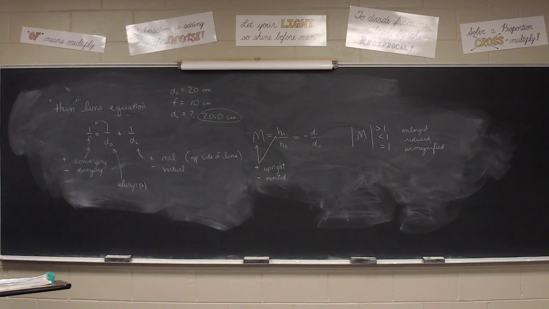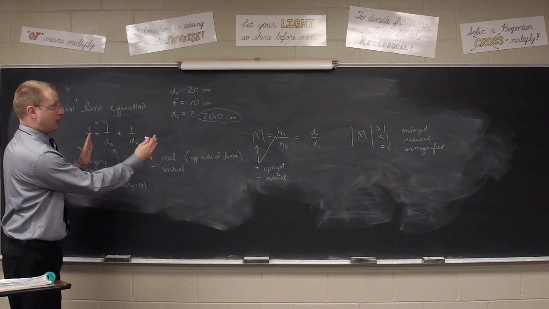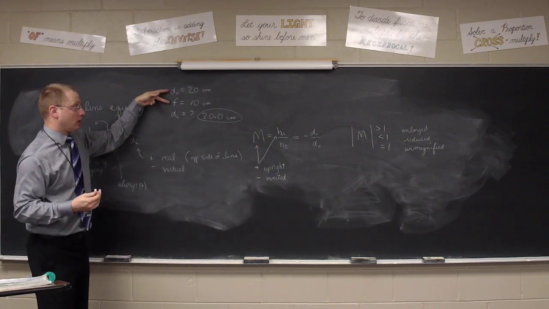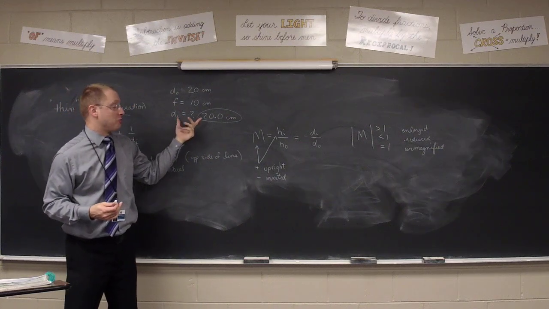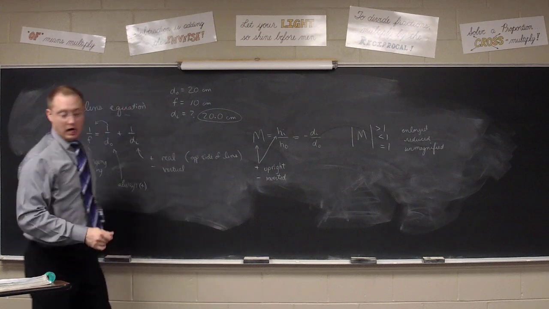In other words, if the focal length's 10 and you put the object 20 centimeters away, the image will form 20 centimeters on the other side. By the way, that's double the focal length away, so the image should be the exact same size on the other side, just inverted. Remember, we saw that.